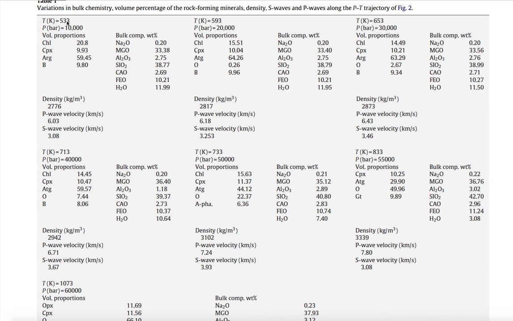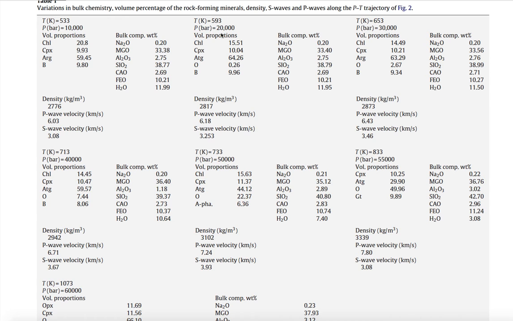You have to subtract the 273, yeah? Then you know these minerals are stable, and that and this and that is then regarding the bulk rock chemistry. And here you have then the density of the rocks. You can calculate all this theoretically. You can calculate the theoretical P-wave velocity. You can calculate the theoretical S-wave velocity, and you will get these results here in kilometers per second.